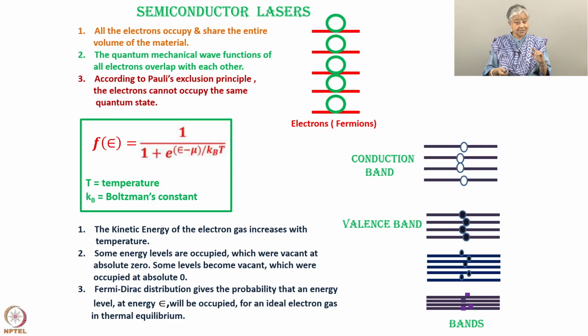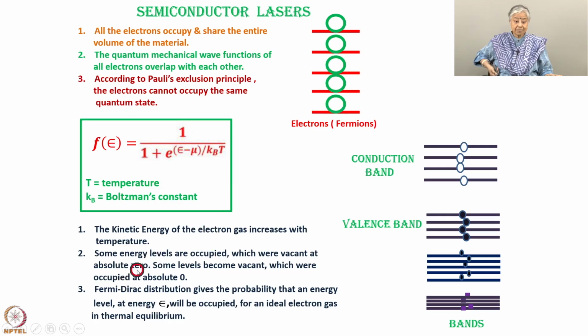So, there are as many electrons as there are states. Again, this is a little bit different from the other lasers that we have spoken about. So, the kinetic energy of the electron gas increases with the temperature. Once the kinetic energy of an electron increases, it will occupy higher and higher states. Some energy levels are occupied which were vacant at absolute 0. At absolute 0, all these states may be vacant, and when the temperature is increased, they start getting filled up. Now, how do I know how these electrons are getting filled up?